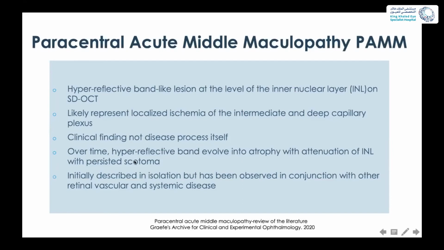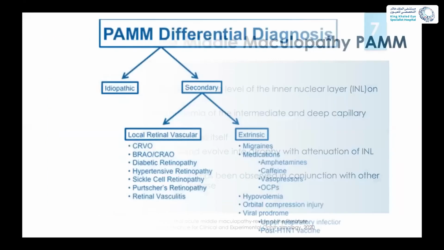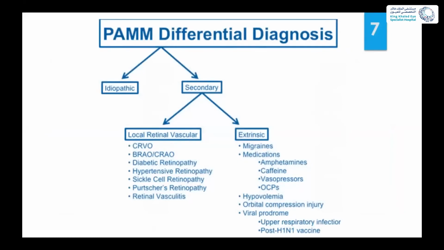So over time, this hyperreflective band that we saw in the slide will evolve into atrophy with attenuation of the inner nuclear layer with persistent scotoma. And initially, this PAMM was described in isolation, but with time, it has been observed in conjunction with other retinal vascular and systemic disease. And this is the differential of paracentral acute middle maculopathy. It can be primary, which is idiopathic and rare, and it can be secondary, which is more common.